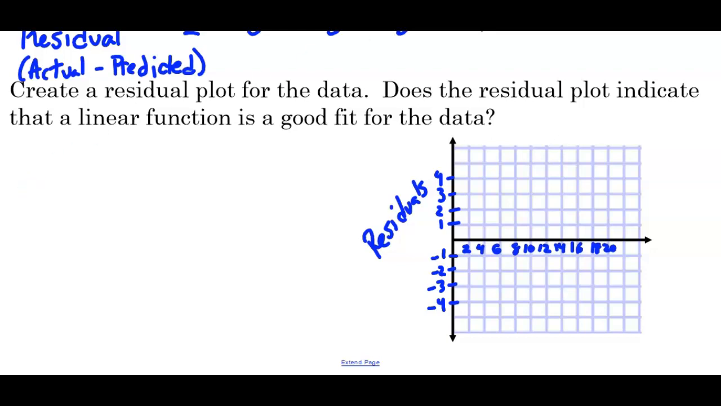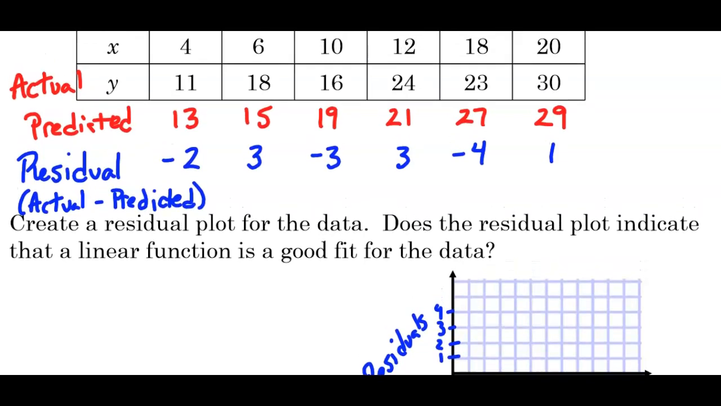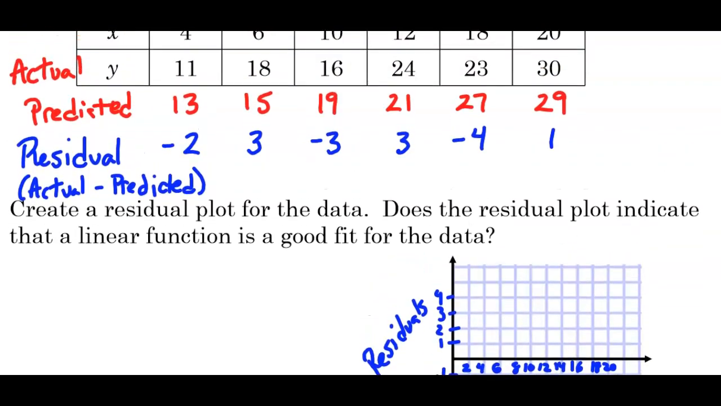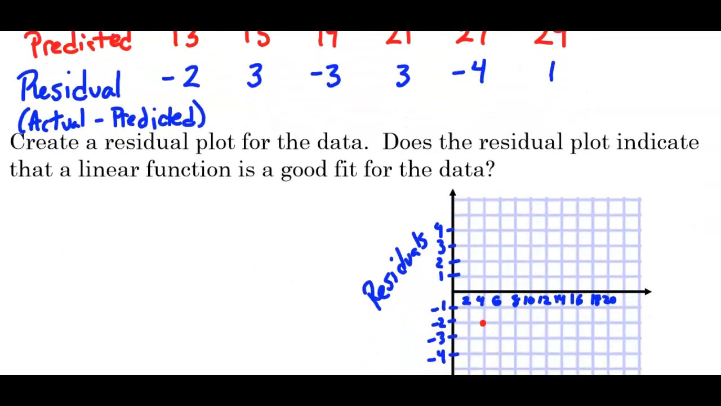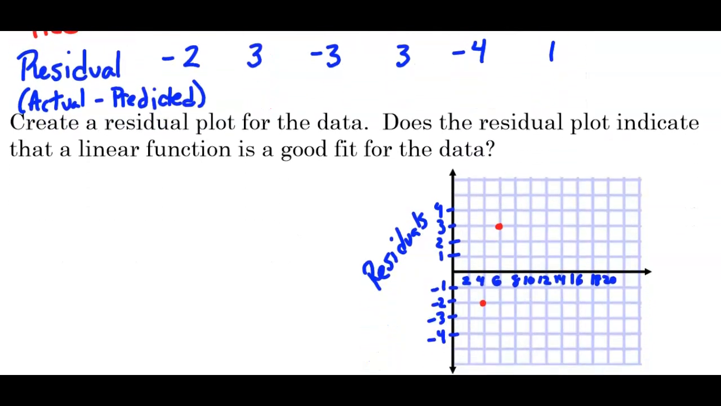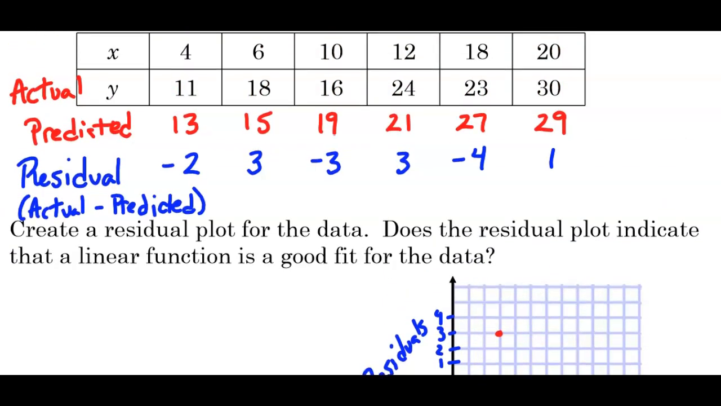Okay, so we need to plot our residual values. So remember, x value stays the same. So the first point will be 4, -2. And then 6, 3. 10, -3. 12, 3.